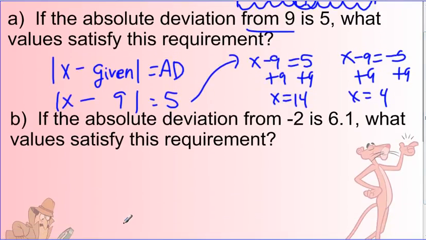Let's check out letter B. It says the absolute deviation from negative 2 is 6.1. So negative 2 is our middle number. So we have x minus negative 2.